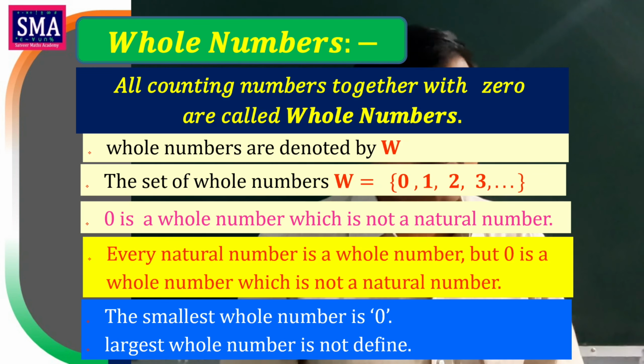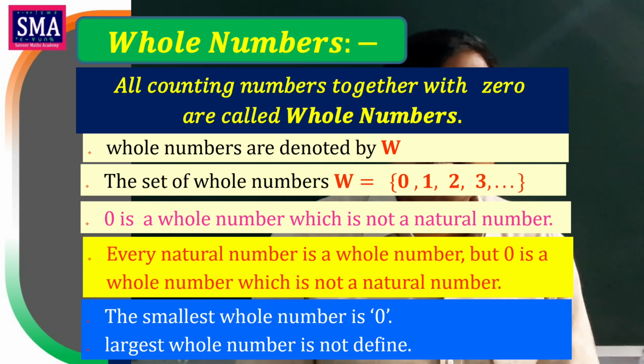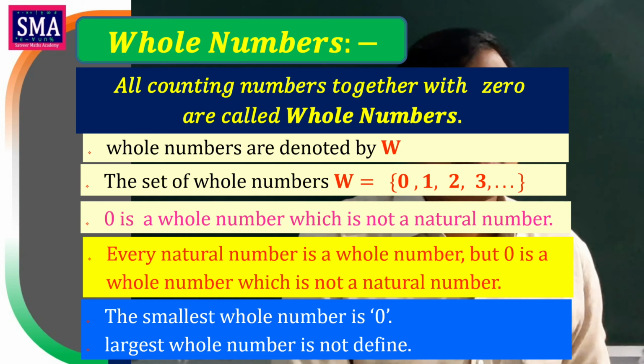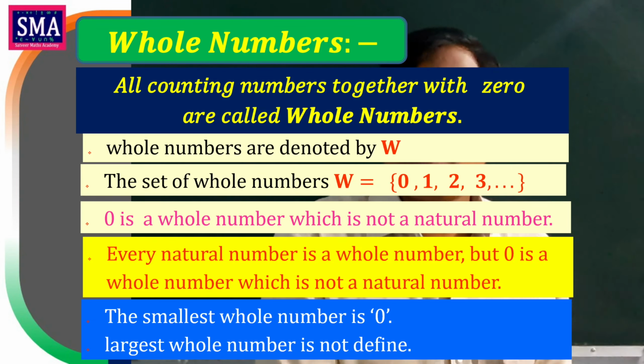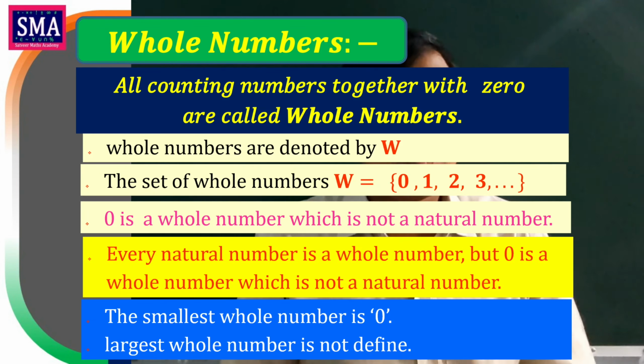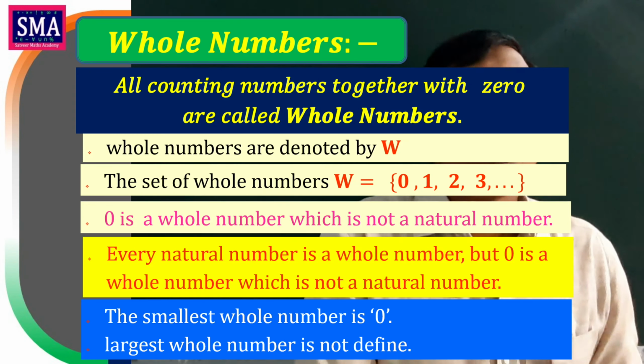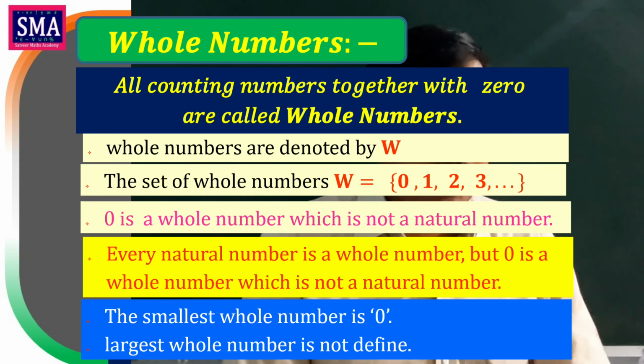These are the whole numbers. The smallest whole number is 0. All natural numbers are whole numbers, but 0 is a whole number, not a natural number. Okay. So the smallest whole number is 0, and the largest whole number is not defined.